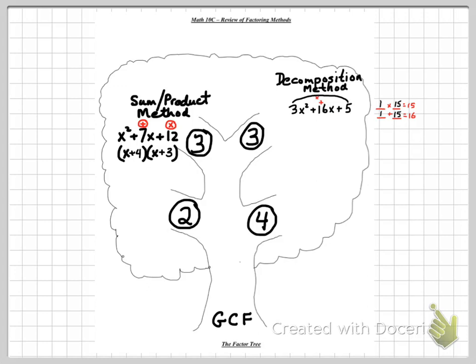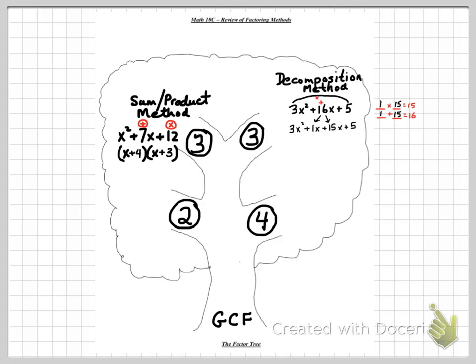Now, what we did last time was different than what we're going to do now. With these 2 numbers, we're going to decompose the middle term. Instead of writing this middle term as 16x, we're going to break it into 2 parts. One is going to be 1x and the other one's going to be 15x. So we're going to rewrite this entire thing as 3x squared plus 1x plus 15x plus 5.